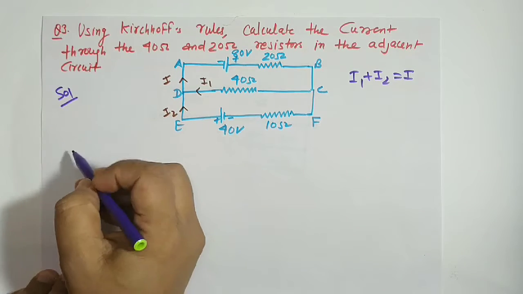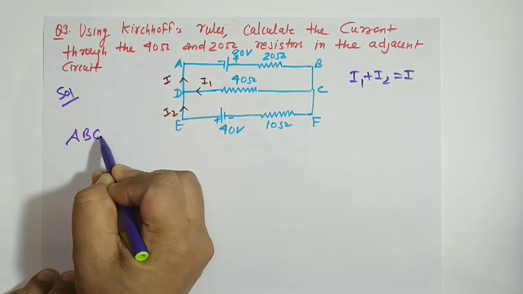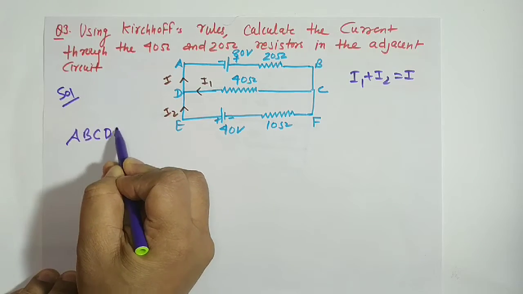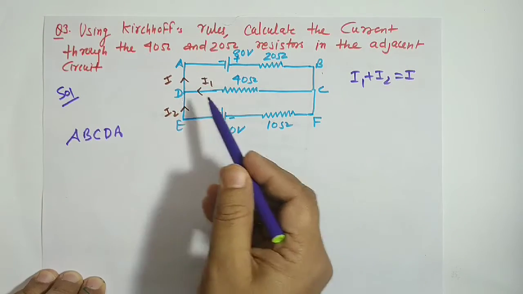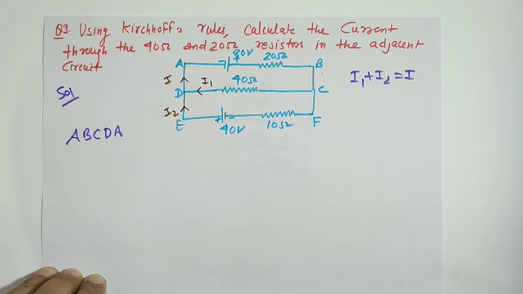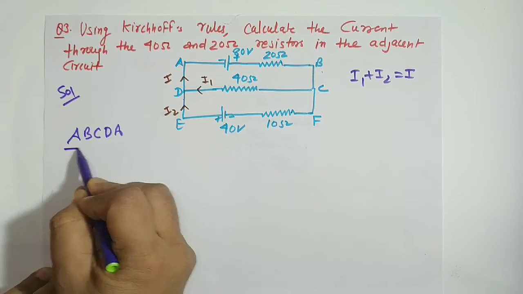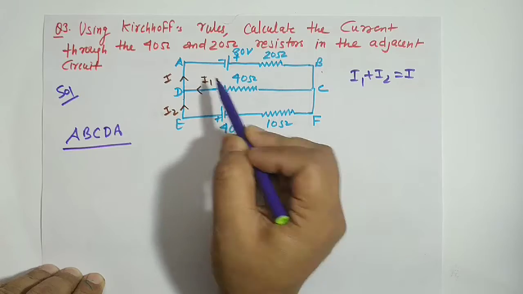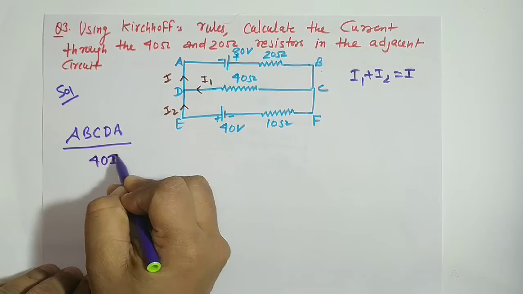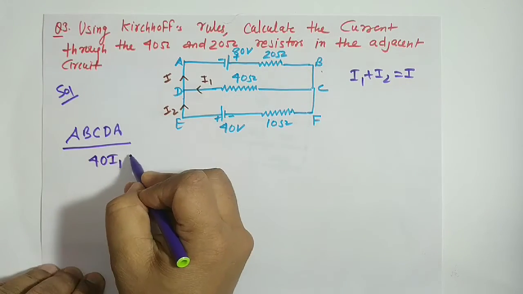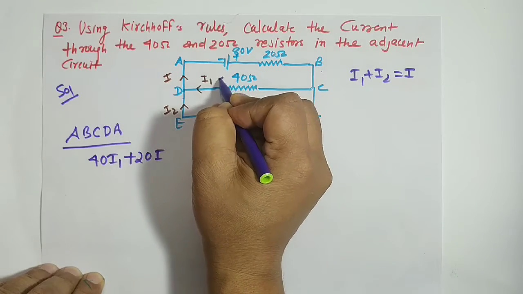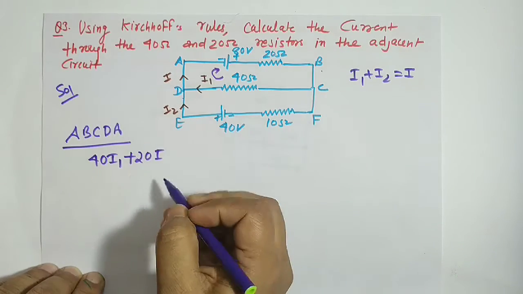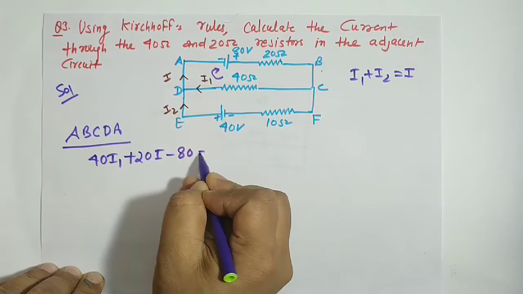We are going to take the first one as A, B, C, D, A. We can go in this path. So A, B, C, D, A. So this will be the path we can follow. And what will this be? 40 I1. Okay, then 20 I. Okay, and we are going in this way. So minus 80 will be 0.